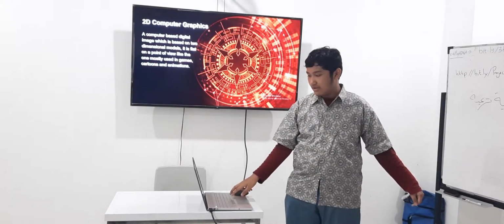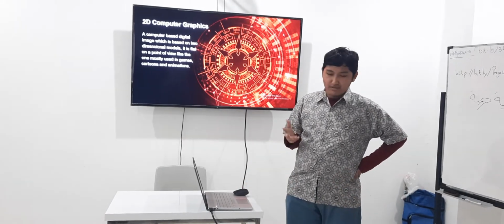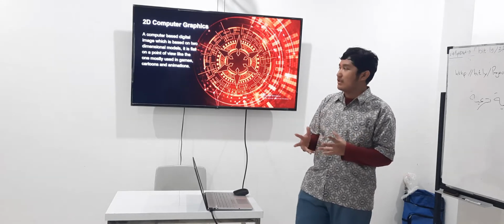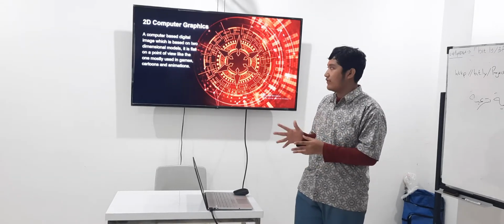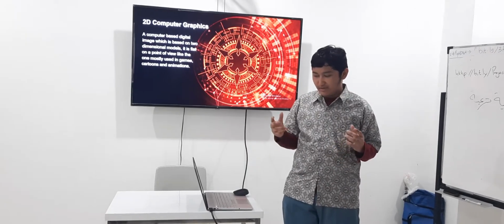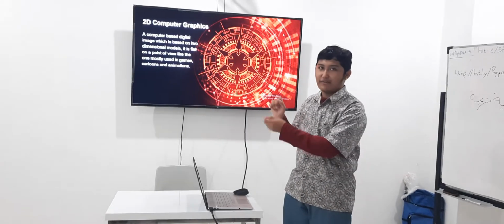The next one is 2D computer graphics. A computer-based digital image which is based on two-dimensional models. It is flat from the point of view, mostly used in games, cartoons, and animations. From the sides they're flat.